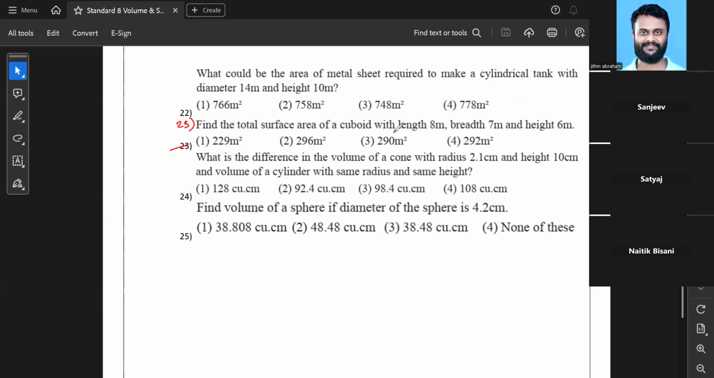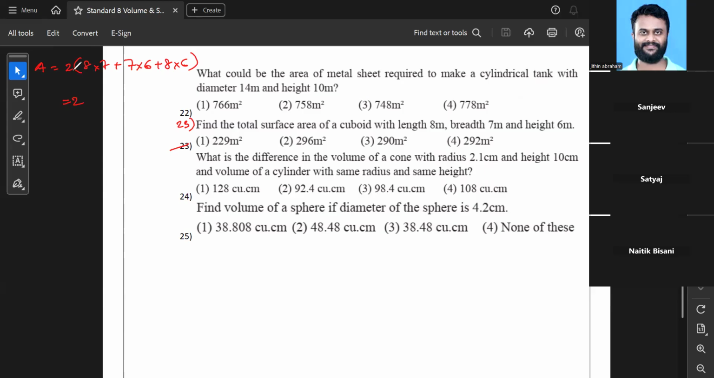Find the total surface area of a cuboid with length 8 meter, breadth 7 meter, and height 6 meter. So length, breadth, and height, everything is given. You simply have to multiply. So what will it be? Oh, we don't have to find volume, we have to find area, sorry, my bad. So the proper formula is 2 into LB, that is 8 into 7, plus 7 into 6 plus 8 into 6.